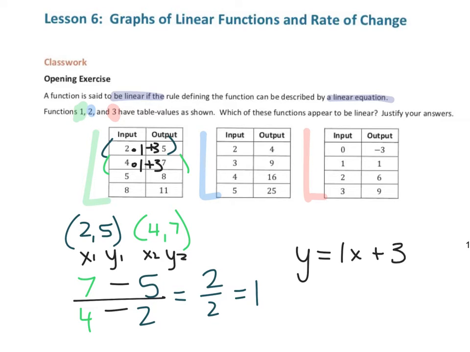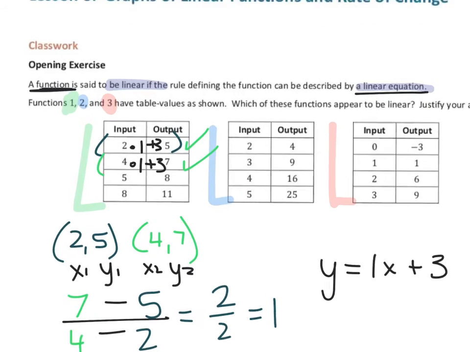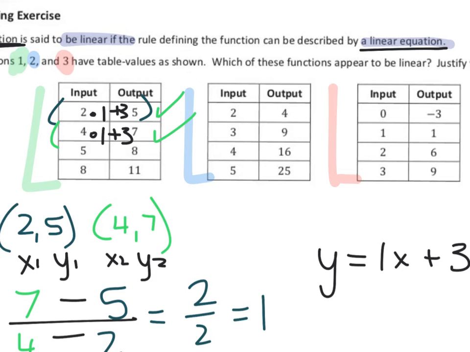A function is said to be linear if you can describe the function with an equation. So far, I know that this row follows the equation, and I know that this row follows the equation. If the next two follow the equation, then we do indeed have a linear function. 5 times 1 would be 5, but they got 8 because they added 3. 8 times 1 would be 8, but they added 3. All right, it is, in fact, linear because the rate was the same throughout.